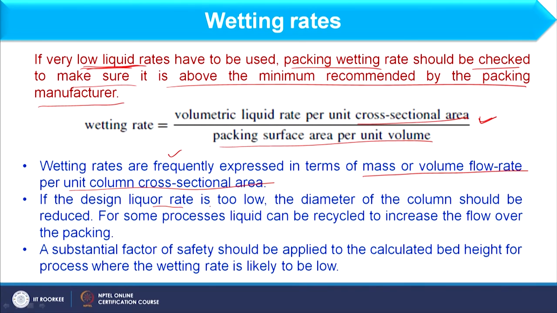If the design liquid rate is too low, the diameter of the column should be reduced. For some processes, liquid can be recycled to increase the flow over the packing. A substantial factor of safety should be applied to the calculated bed height for processes where the wetted rate is likely to be low. All these points we should consider, and accordingly we should design the column internals.